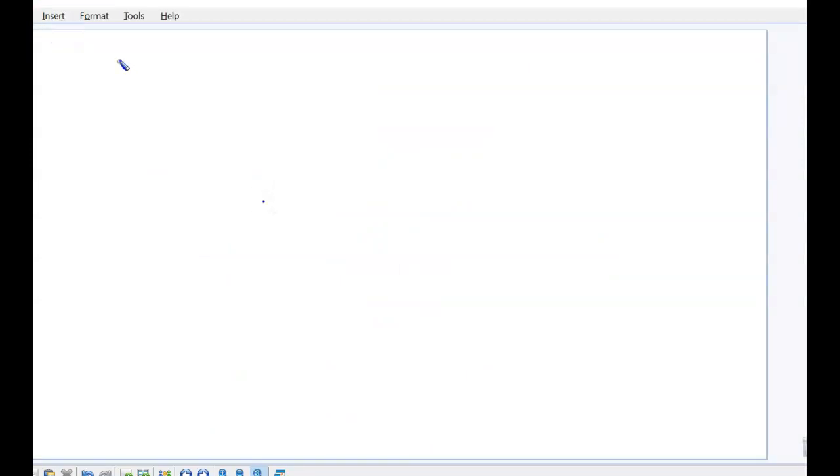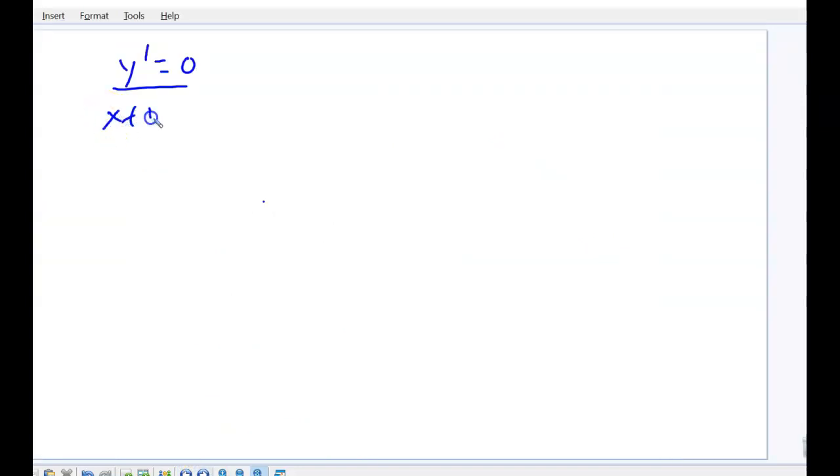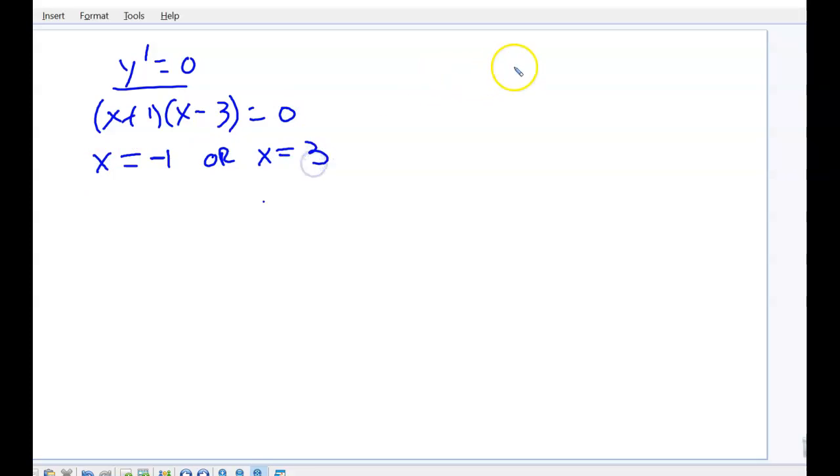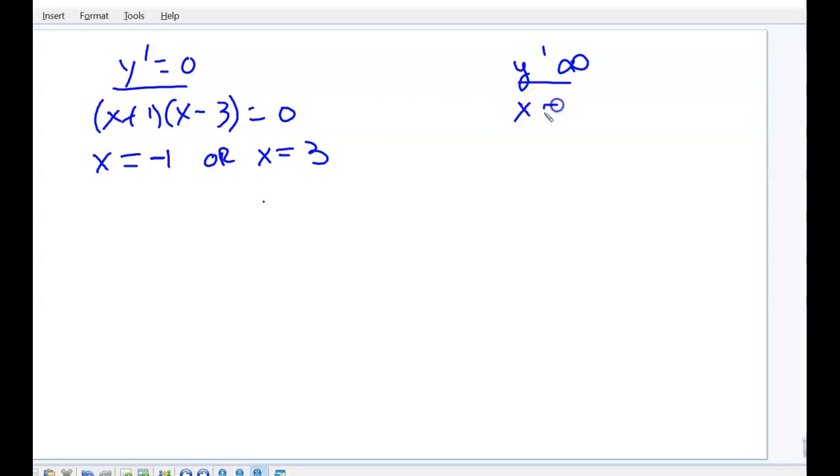Therefore, I have to figure out what makes my derivative equal 0. And to figure that out, I set the numerator to 0. So I get when x is negative 1 or when x is 3. And to figure out what makes the derivative undefined, that's what makes the denominator 0, and that's when x equals 1. Now, if I look at my interval from 2 to 4, the only critical number I have to worry about is x equals 3.